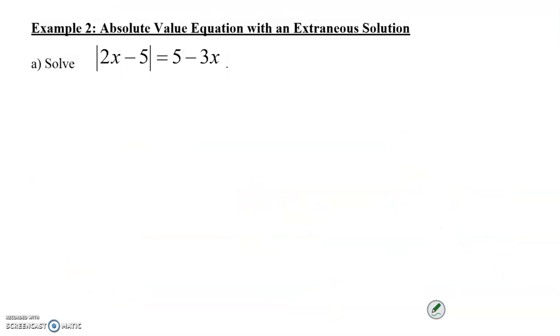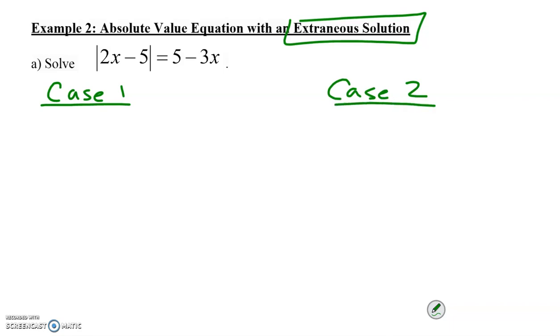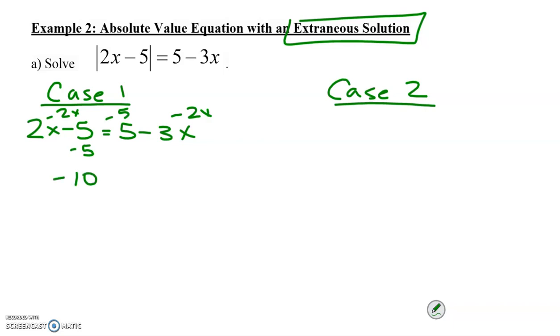Alright, our next example here is going to have an extraneous solution. So let's take a look at what that seems like. As before, we'll do our case 1, and we'll do our case 2. In case 1, we're going to take the positive 2x minus 5 and set it equal to 5 minus 3x. So here, I'm going to maybe subtract my 2x over to the other side, and I'll subtract my 5 to be over here, which means I'm going to end up with minus 10 on this side and minus 5x on this side.